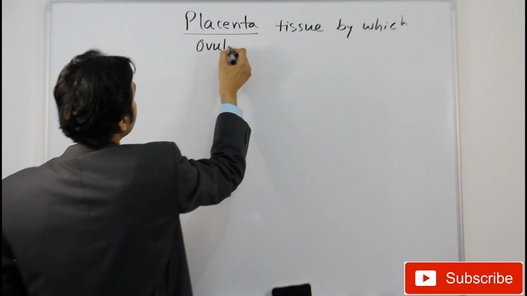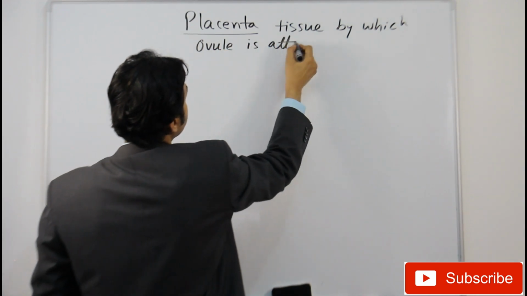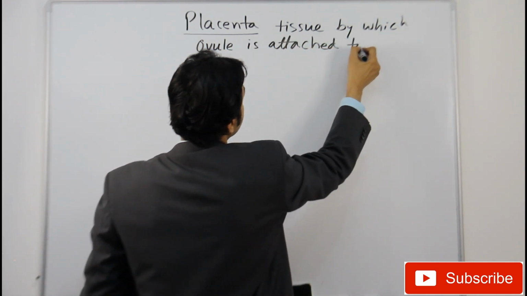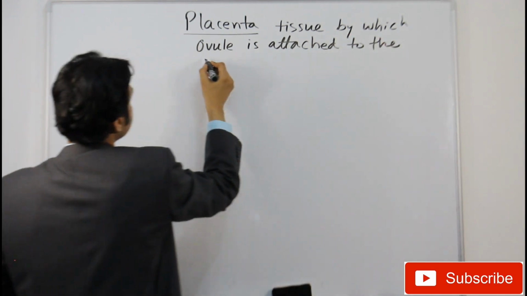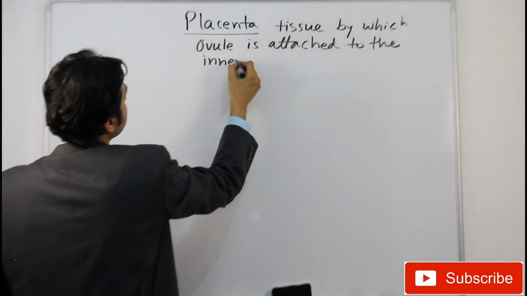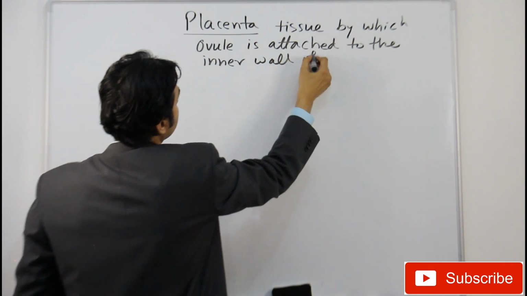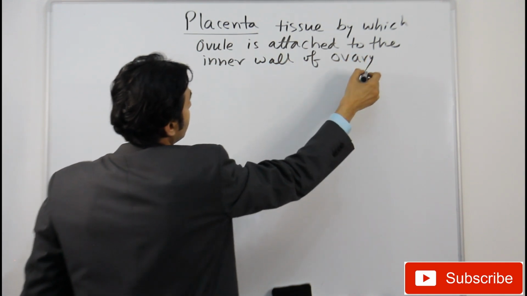So this is placenta, the tissue by which the ovule is attached to the inner wall of the ovary in plants.